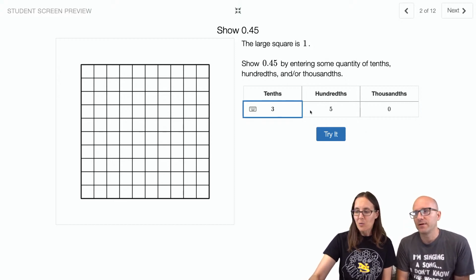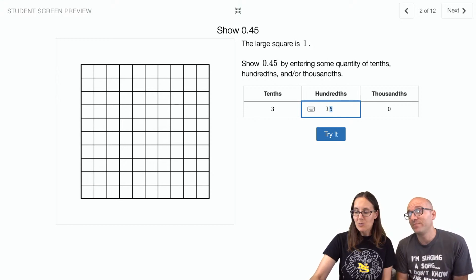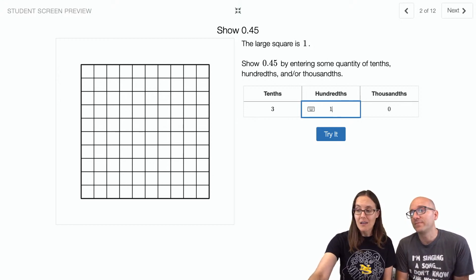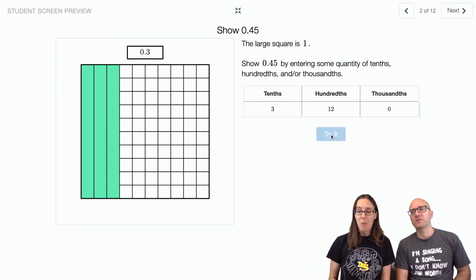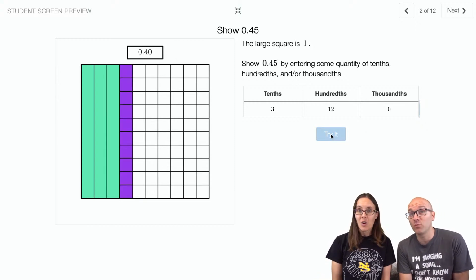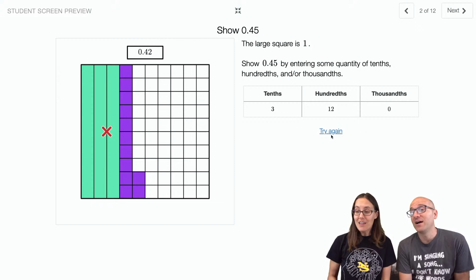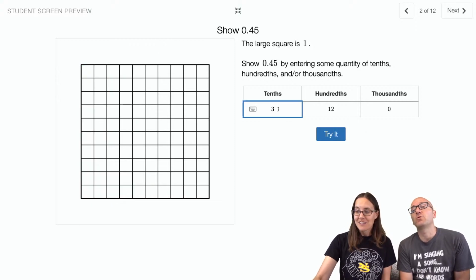I want to experiment. What if I do 3, and then what if I do a bigger number here? Can I go bigger than 10? Can I try 12? Yeah, let's give it a try. So with 3/10 and 12/100, it actually filled up the whole thing.